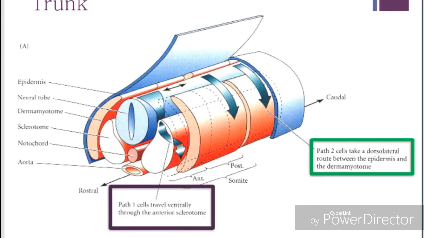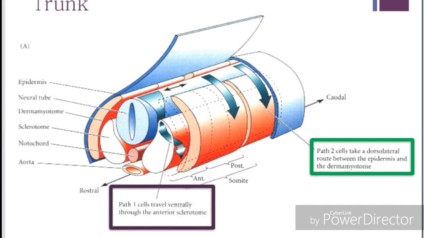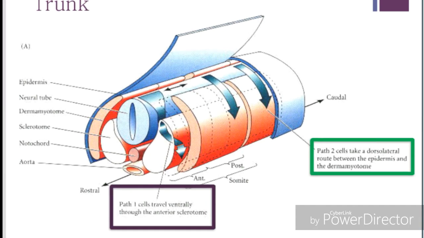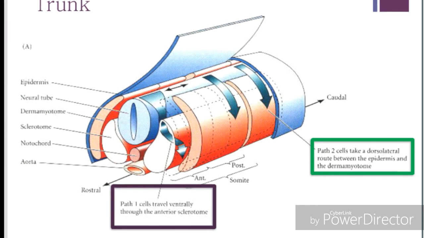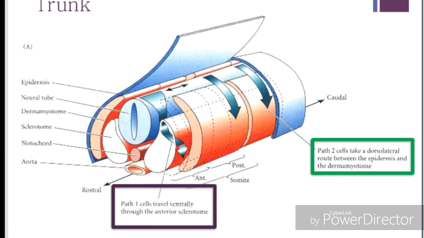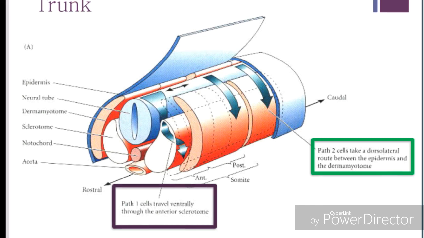Here we have the trunk neural crest cells that can migrate in 2 ways. First, the dorsolateral migratory pathway of neural crest cells allows the precursors of melanocytes to move through the ectoderm towards the ventral midline of the belly.